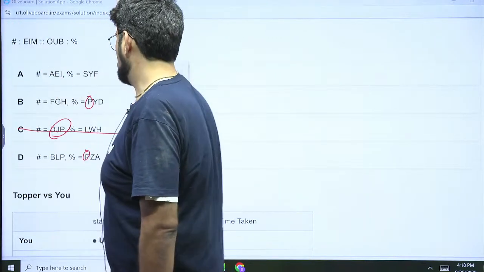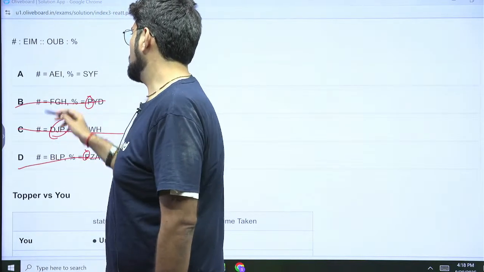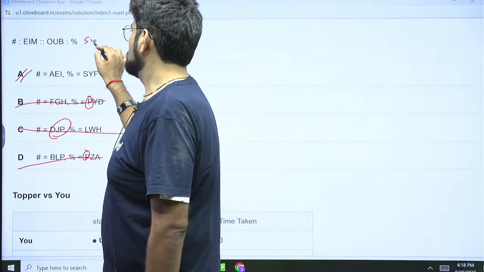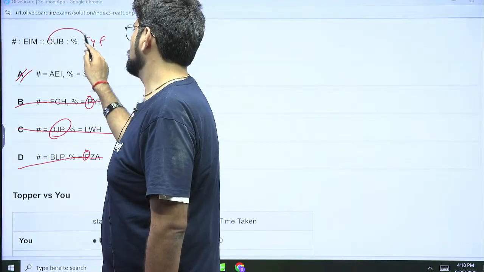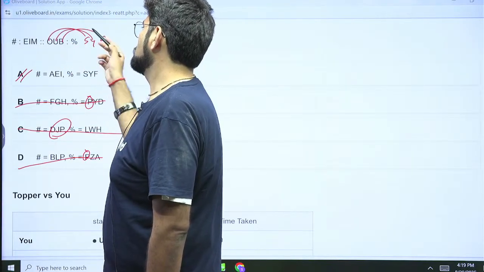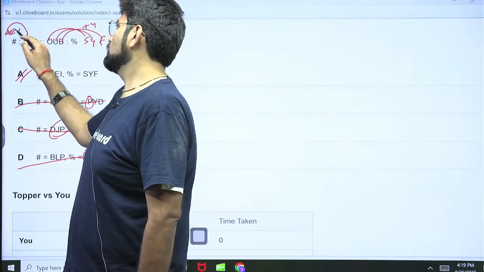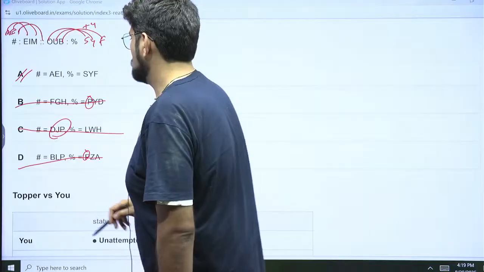If this is also not it, so this PYD is also not working out, and this is also not working out. So I have this only. I'll have to confirm this one, SYF. So 15 plus 4, 19, 21 plus 4, 25, and 2 plus 4, 6. It's working out. And this is AEI plus 4 plus 4 plus 4. So option A is the right answer.